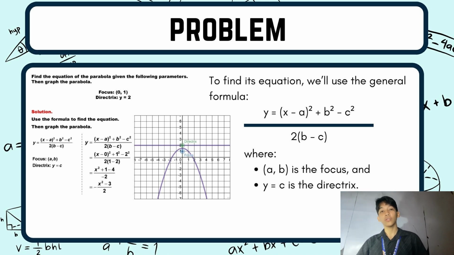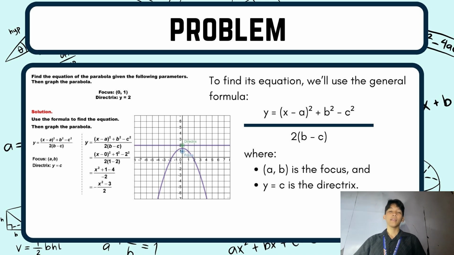Now, let's substitute the given values. The focus is (0, 1), so a is equal to 0 and b is equal to 1. The directrix is y = 2, so c equals 2. Now we have y = ((x - 0)^2 + 1^2 - 2^2) / (2(1 - 2)).